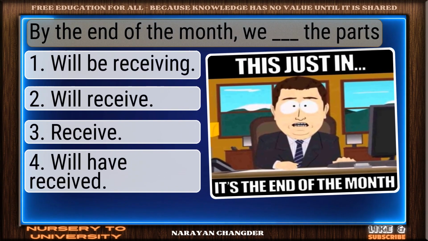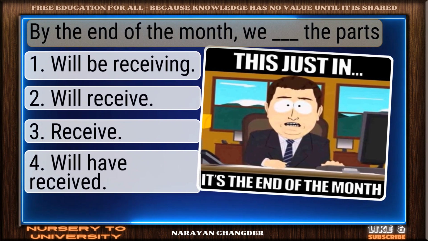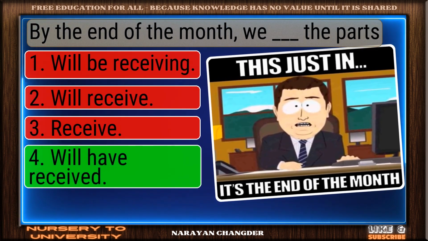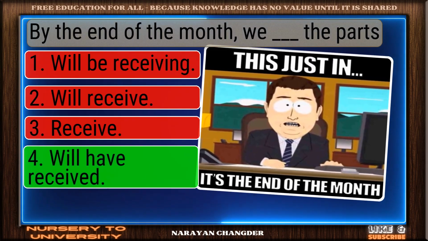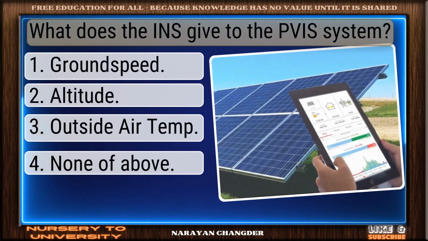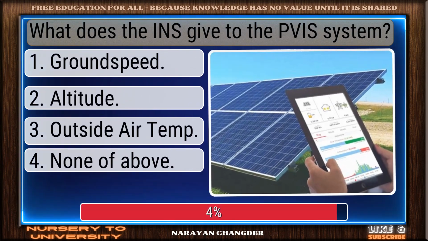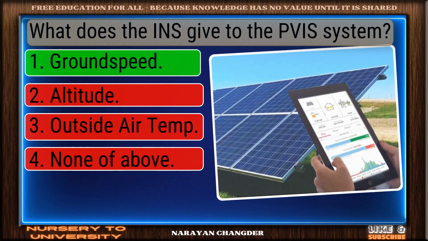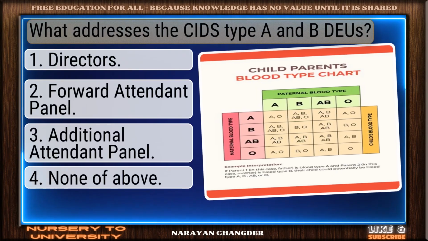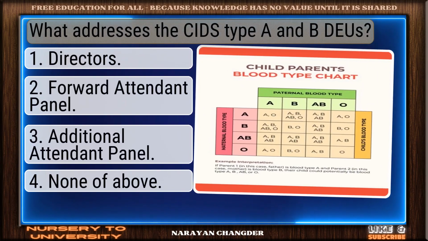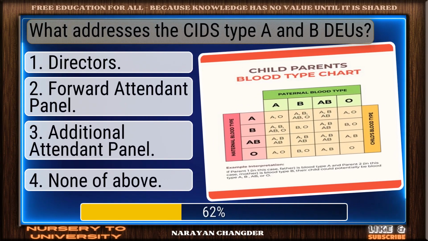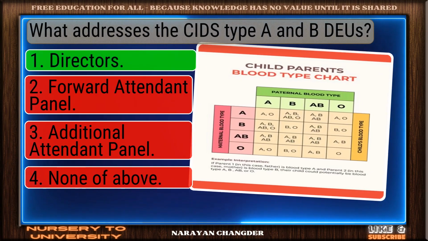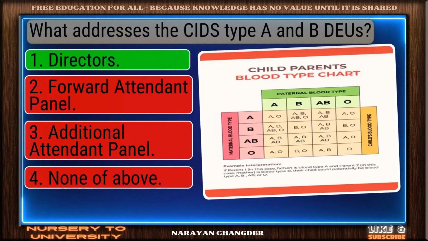By the end of the month, we dash the parts. Well picked. Will have received is the correct answer. What does the INS give to the PFD system? Correct. Ground speed is the right answer. What addresses the SDIs type A and B? Exactly. Directors make sense, and it is the right choice.